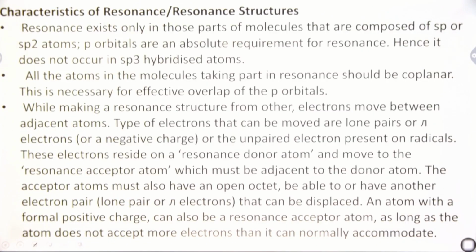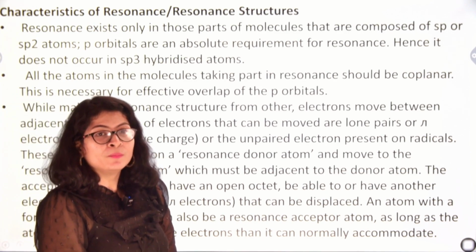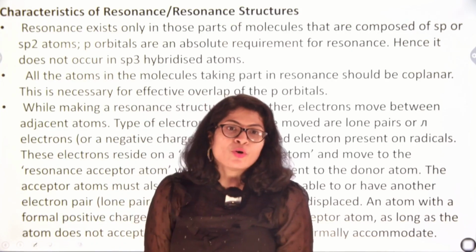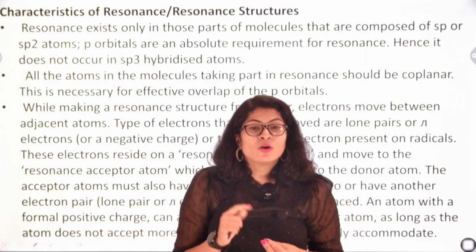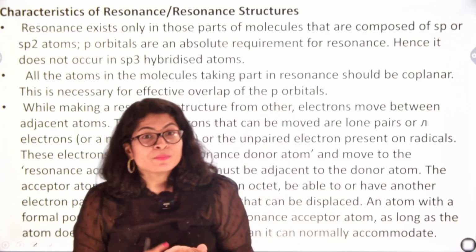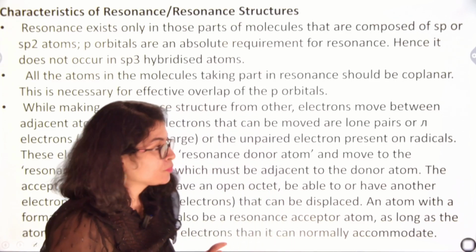Now, we have to see the characteristic of resonance or the resonating structures. Again, this is a very important part. Resonance exists only in those parts of the molecule that are composed of sp or sp2 atoms, where there is basically a lone pair of electrons or negative charge.